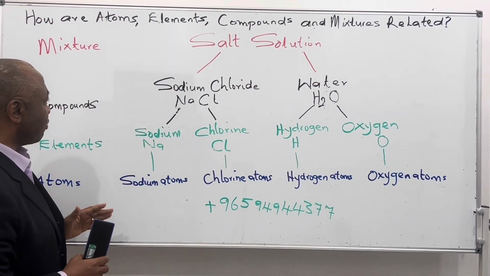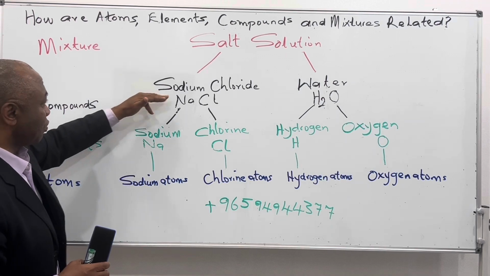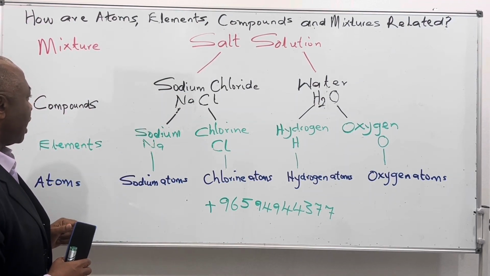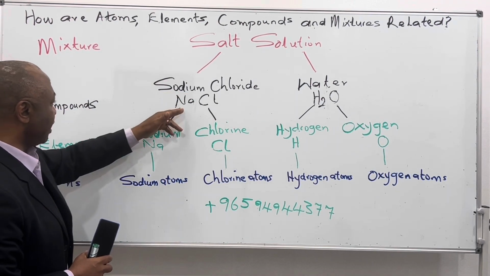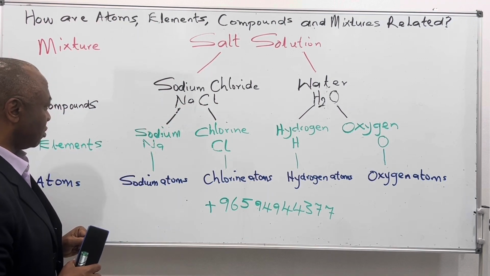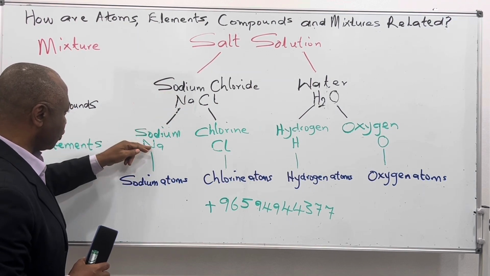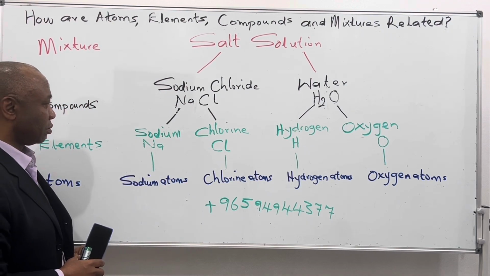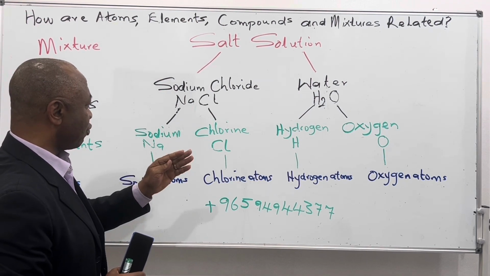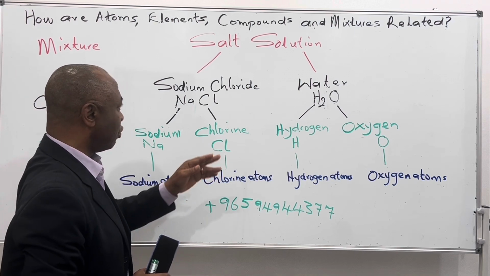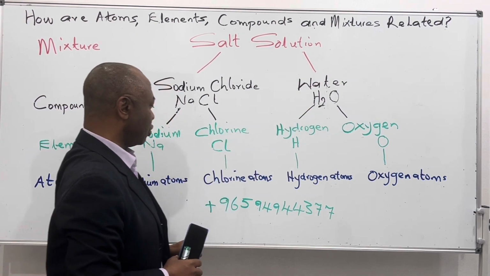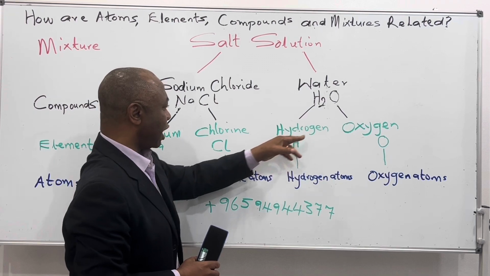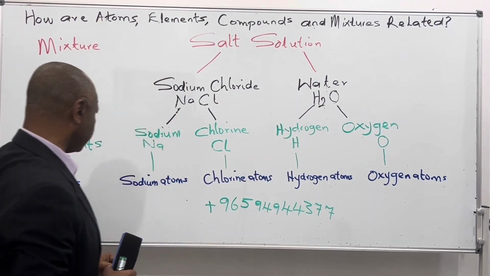The chemical name for table salt is sodium chloride, and the formula is NaCl. Na stands for sodium and Cl stands for chlorine. The chemical formula for water is H2O. H stands for hydrogen and O stands for oxygen.